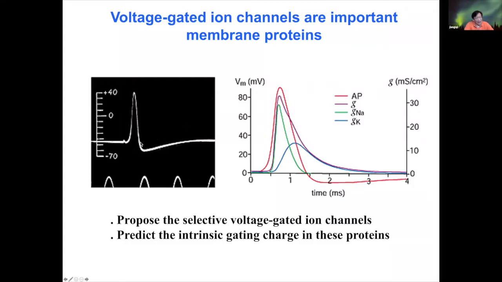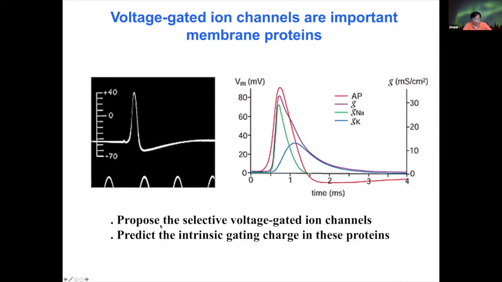Voltage-gated potassium channels, or voltage-gated ion channels in general, are extremely important. Shown here on the left side is the action potential first recorded by K.S. Cole in the 1940s. The action potential has a rising phase, a decaying phase, and then a refractory period after that. In the 1950s, an ionic analysis performed by Hodgkin and Huxley and their colleagues in England showed that the rising phase is contributed by the voltage-gated sodium channel, and the decaying phase is contributed by the voltage-gated potassium channel.